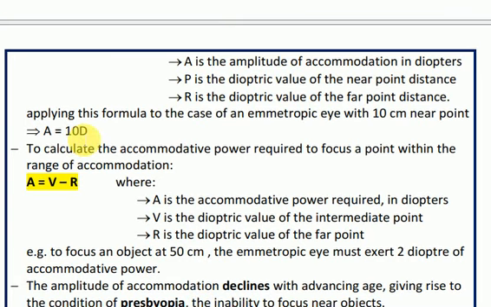So how does this 10 diopter come? 10 diopter is the reciprocal of 0.1 meter. It is the case of an emmetropic eye with the near point of 10 centimeter. 10 centimeter means 0.1 meter, and the reciprocal of 0.1 meter is 10 diopter. So the amplitude of accommodation can be calculated from the reciprocal of the near and far point distance. So if the near point distance is 10 centimeter, or 0.1 meter, the reciprocal is 10 diopter.